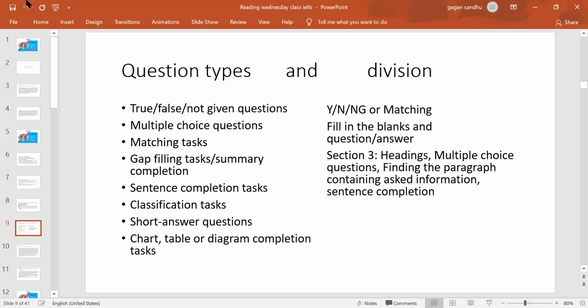And the summary completion question. Now the summary completion question will usually be at the end of the passage. That means suppose you got 14 to 28 questions, so the summary completion will be somewhere around 23 to 28 or 25 to 28. This is how the questions will be. So summary completion question will be at the end, and if they don't have any specific title after the instruction, then it means that the summary completion question is about the whole reading passage.